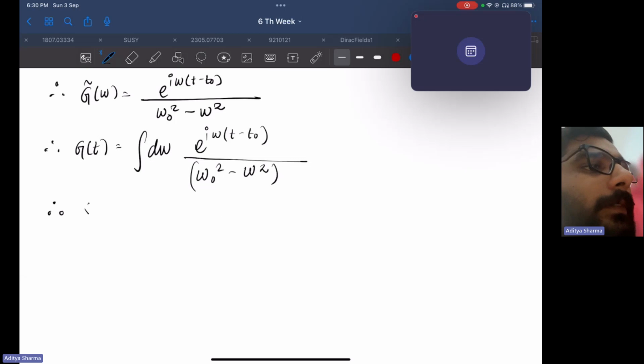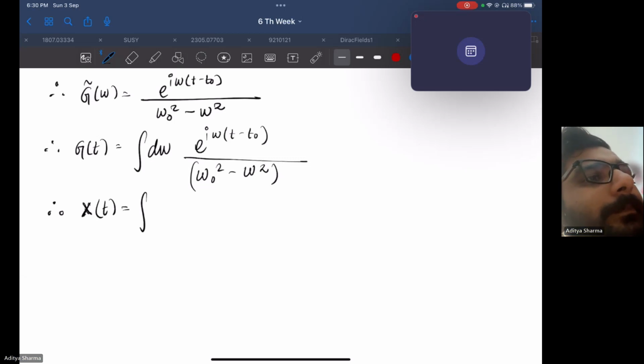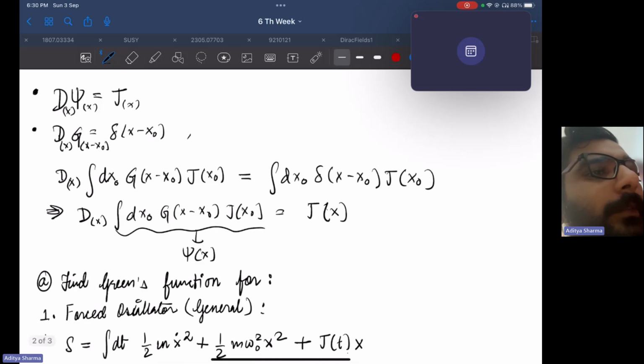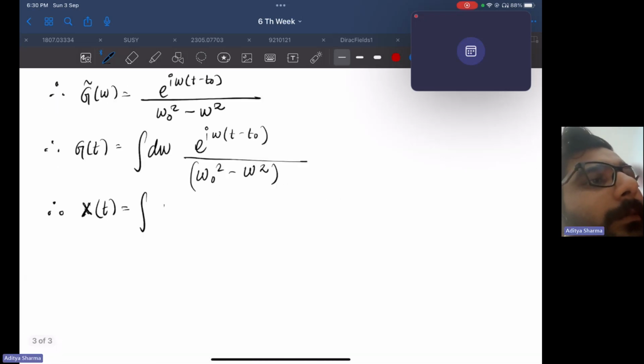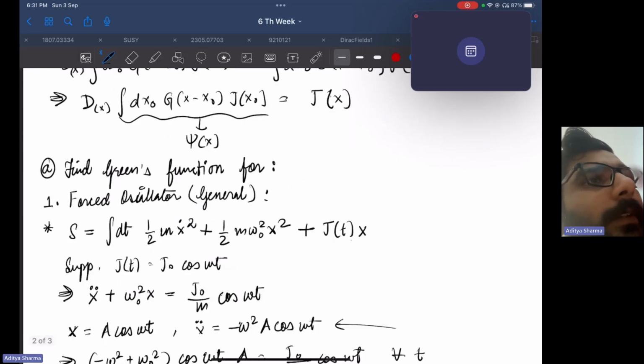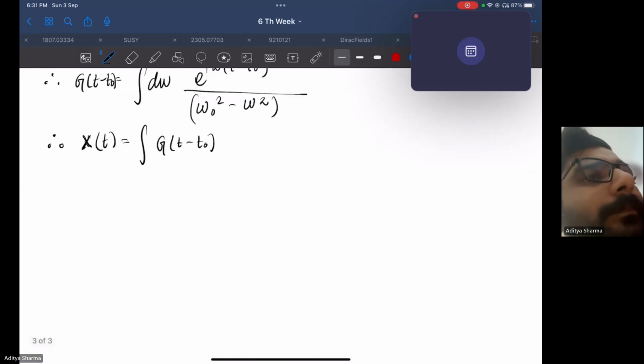So the solution of x of t will be, as I had written before, integral over G of t minus t naught times J of t naught dt naught.